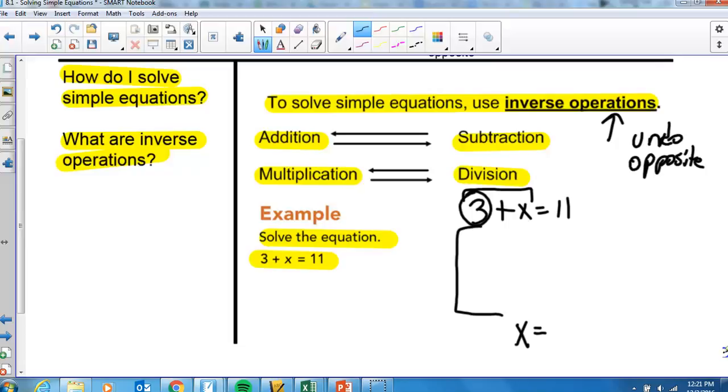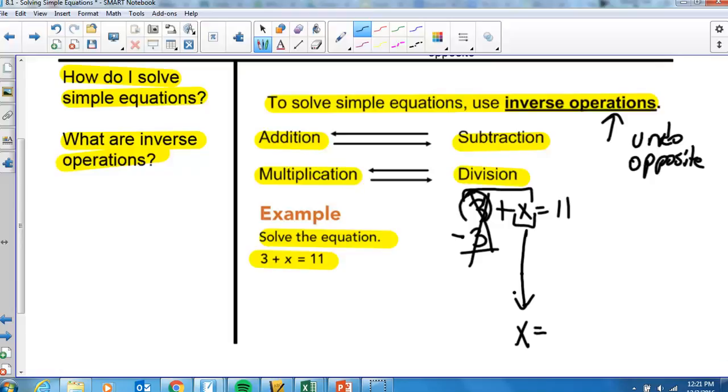So the way I'm going to undo this problem, or undo that 3, is to get rid of it. If you have $3, you spend it. So I'm going to subtract 3. 3 minus 3 is 0, so that cancels out. When that cancels out, the only thing left over is that x. So I'm going to just bring it down. So I bring down that x.